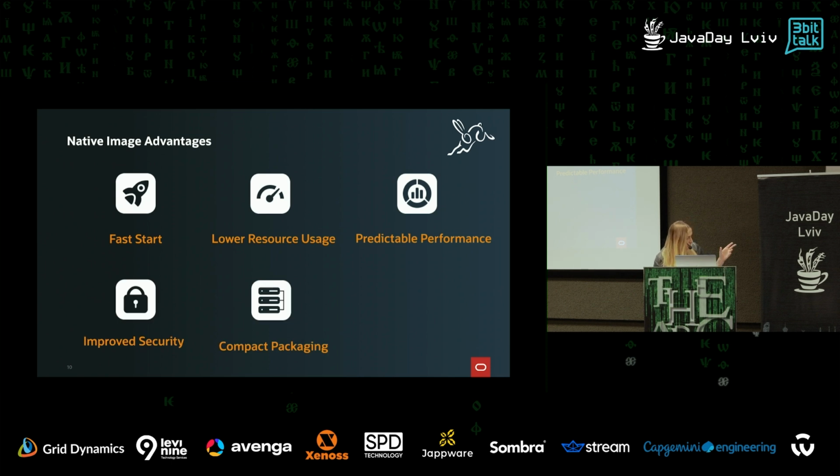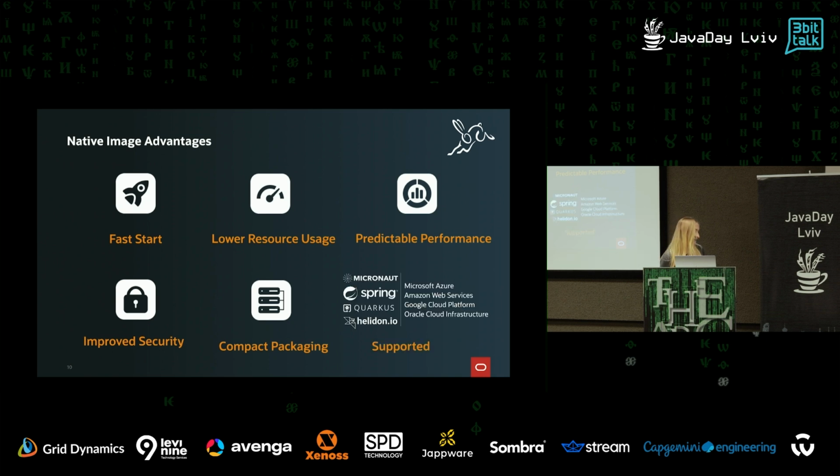Improved performance, improved security and compact packaging. Security is improved as well because the code area is reduced. Less libraries, less code, fewer attacks. Then compact packaging, that's exactly what I'm going to show you today. The application is really shrunk, and you can shrink it even more. By default, it's shrunk, but there are other optimization means that you can use to shrink it even more, and then package it into a container, for example.